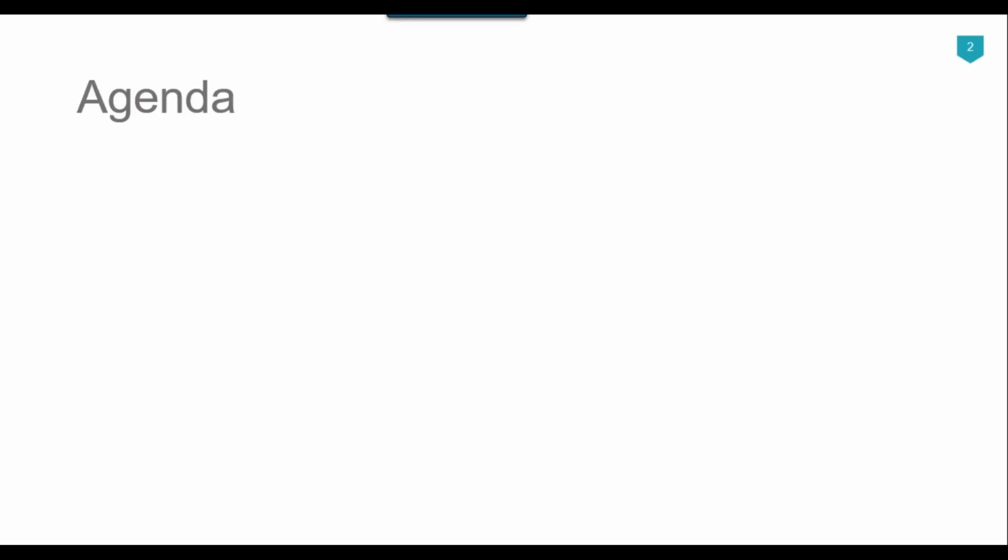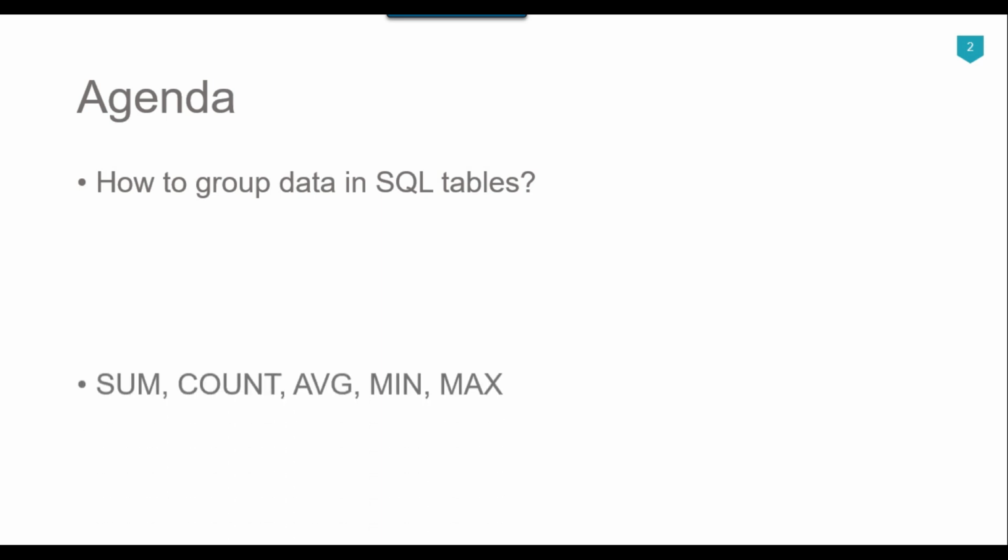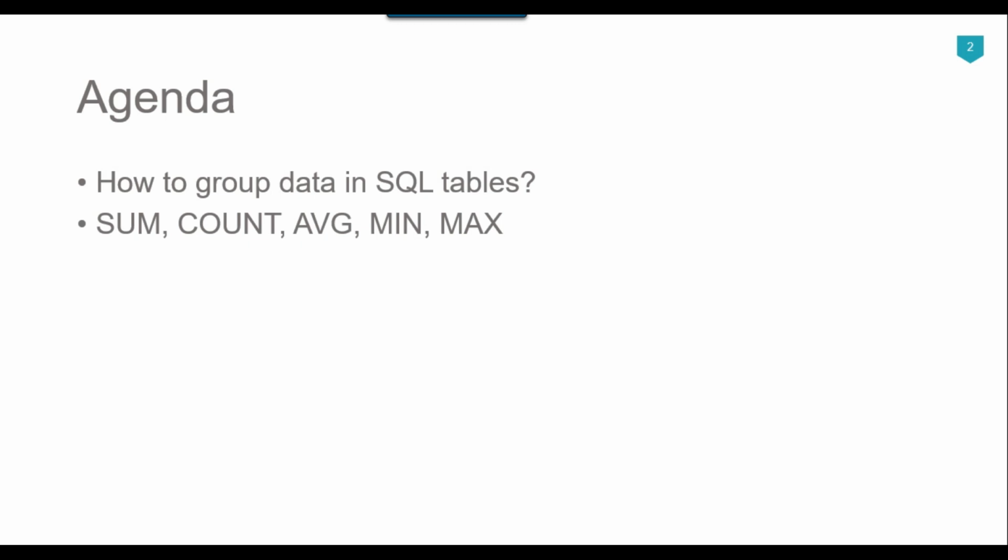So the agenda of today's video tutorial is how to group data in SQL Server tables. In SQL Server, using group by, you can aggregate data based on a common column or set of columns. To group the data together, we use the group by clause. The group by clause is used in conjunction with aggregation functions such as sum, count, average, min and max. So let's see how we can aggregate the data in SQL Server. Let's jump to the demo.